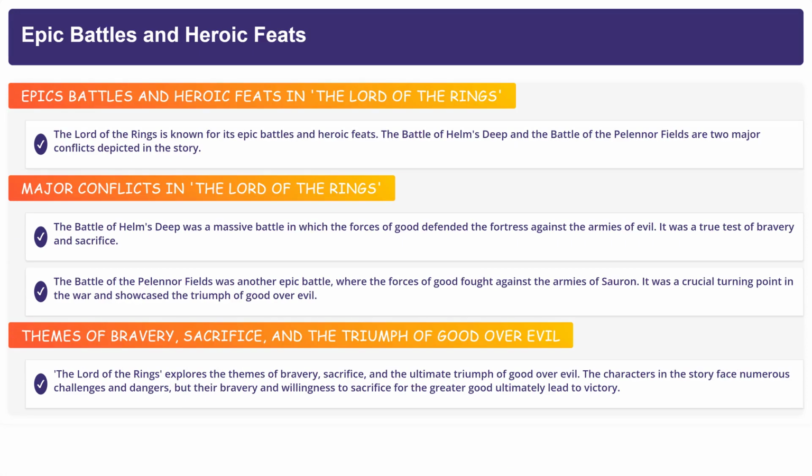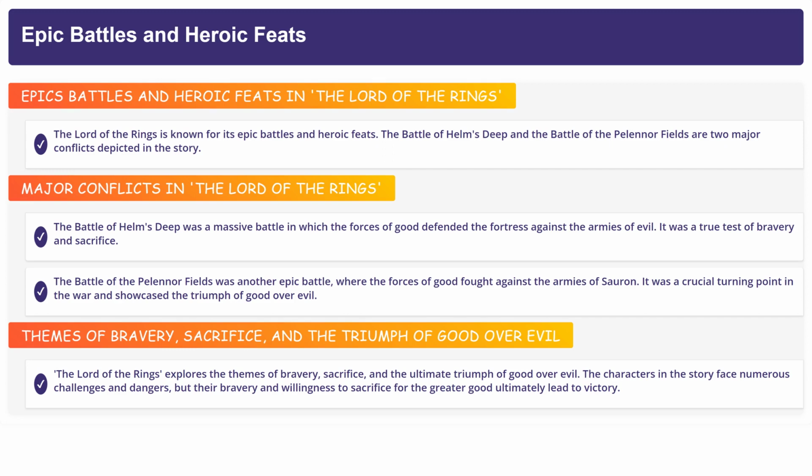Prepare to be swept away by the awe-inspiring battles and heroic moments in The Lord of the Rings. In this segment, we will witness the clash of armies and the valor of individuals as they stand against the forces of darkness. Join us as we explore the epic scale of these conflicts and the timeless themes they embody.